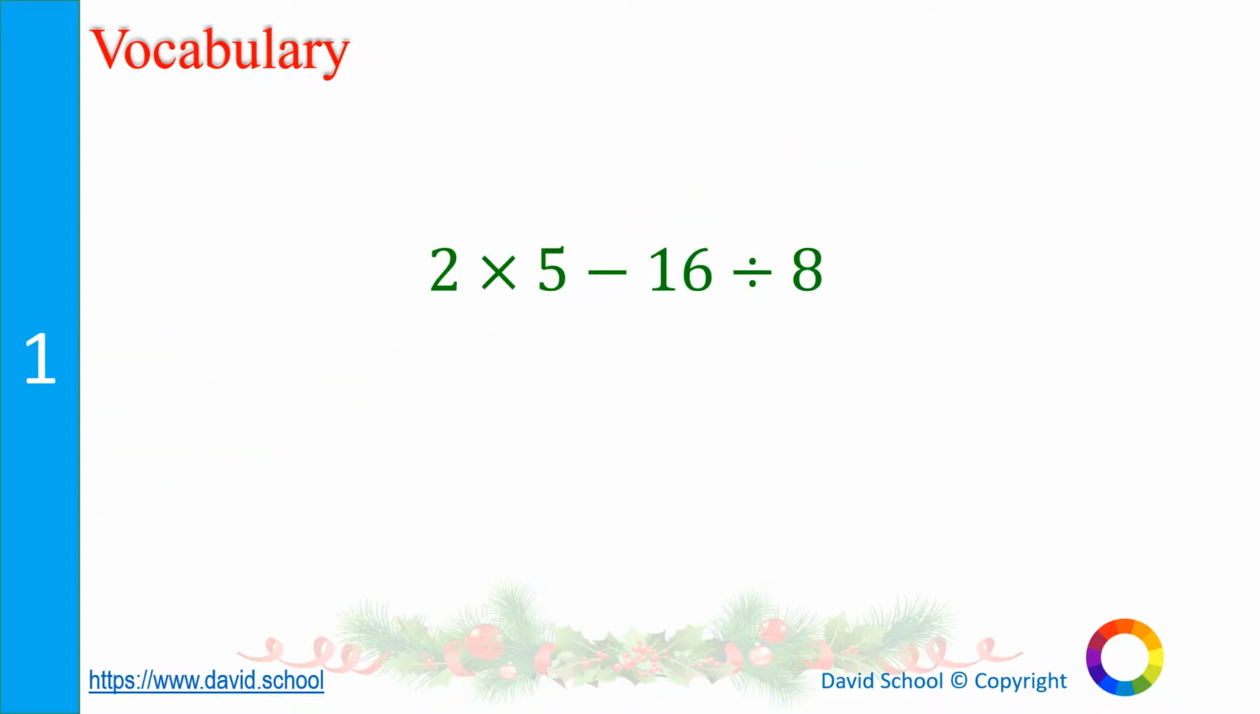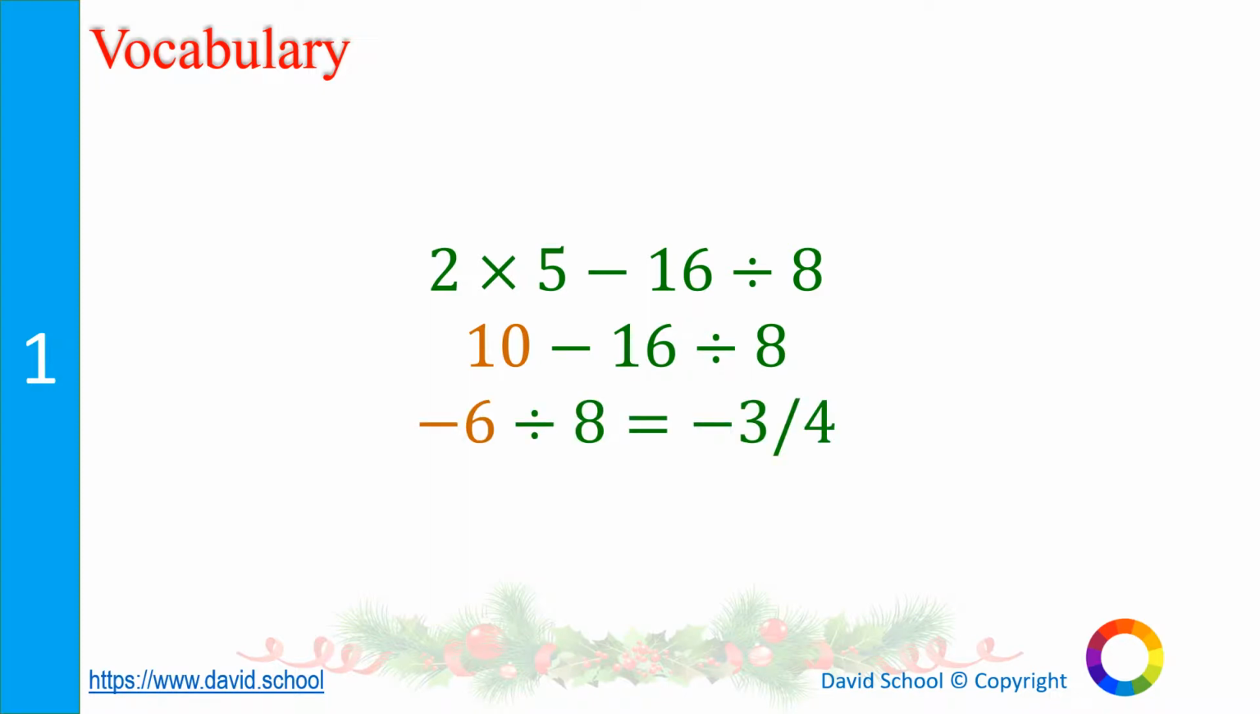For example, 2 times 5 minus 16 divided by 8. If we start from left to right, which is 10 minus 16 divided by 8, 10 minus 16 is negative 6 divided by 8, which is negative 3 by 4, which is wrong again. So we don't always simplify numerical expressions from left to right, but we have to follow a certain order that we call order of operations.